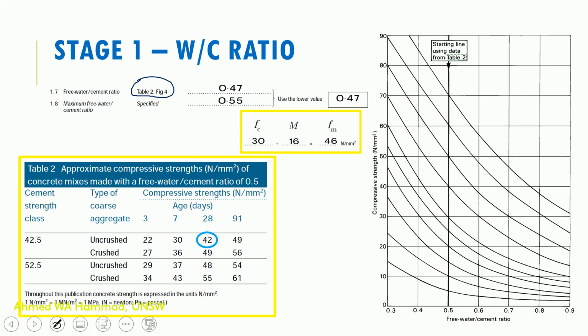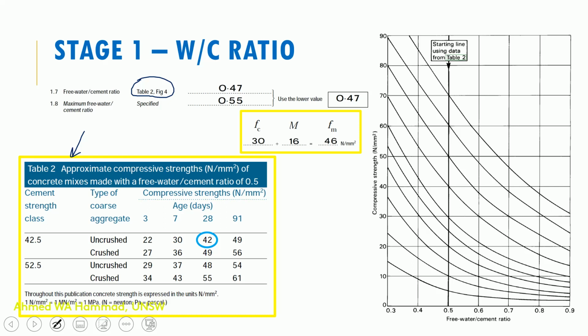So let's start by looking at table 2. You can think of table 2, and you have a screenshot for you over here. Table 2 is a starting point. So we use a water to cement ratio of 0.5 to plot the curve on figure 4, and then from that curve we can determine what our specific water to cement ratio is going to be. And I'll demonstrate this process to you now on the screen.